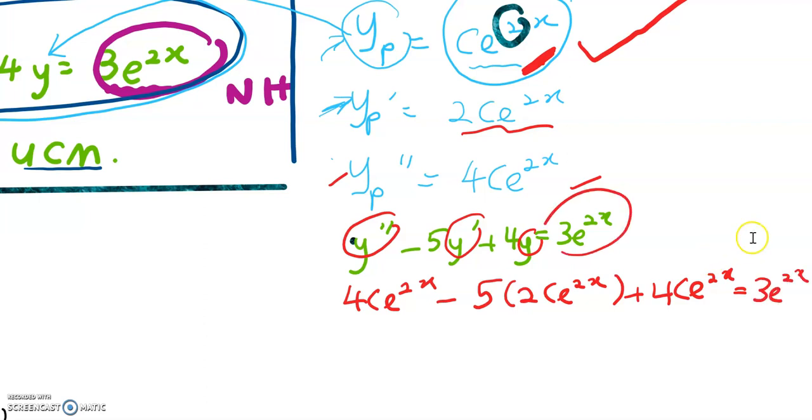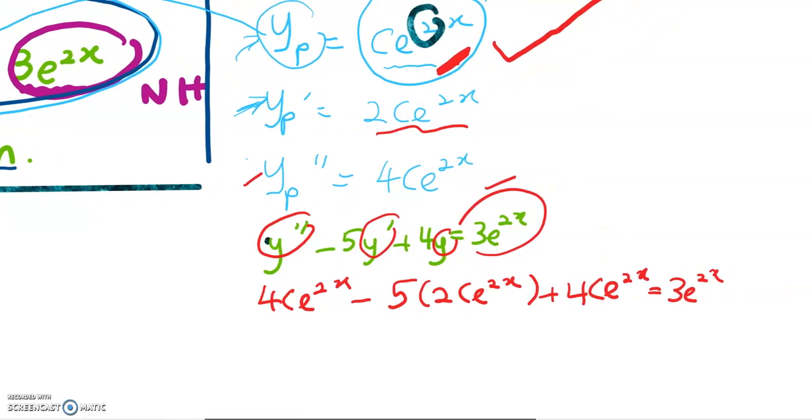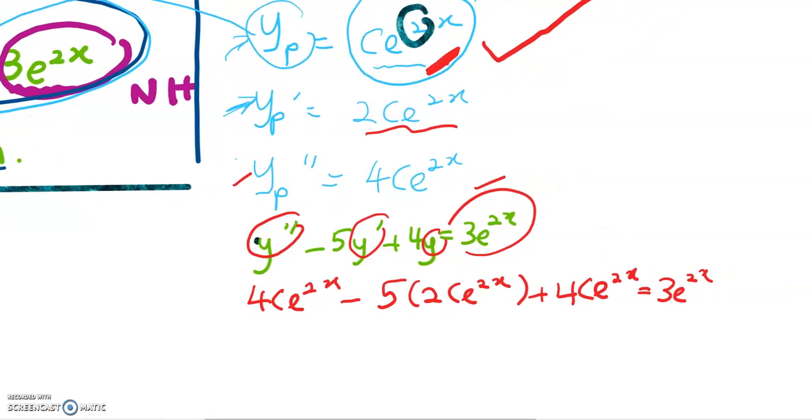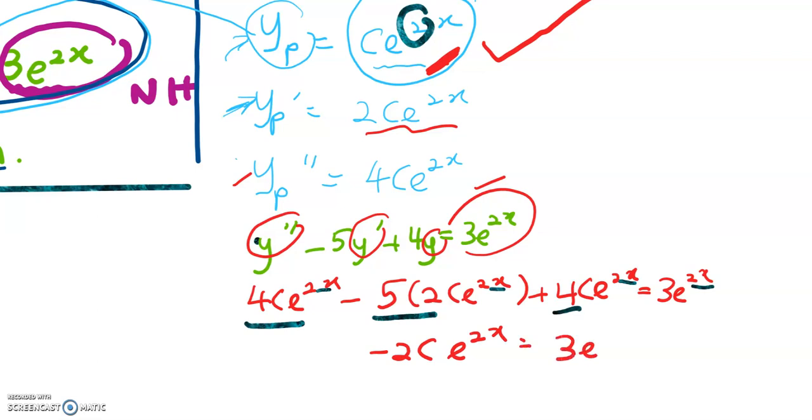Disebabkan eksponen ni 1 je kan. So, kita relax je lah. Kita tengoklah kat sini. 4C ni e^2x sama kan? Semua sama ni e^2x. So, kita boleh tambah je lah. Tambah tolak macam biasalah. 4C tolak 10C. So, negatif 6C. Negatif 6 tambah 4. So, negatif 2. Betul tak? So, saya harap betul lah ni. Negatif 2C e^2x sama dengan 3e^2x.